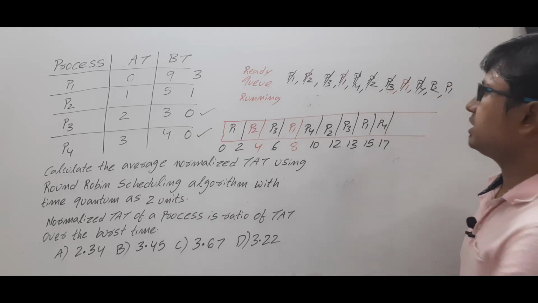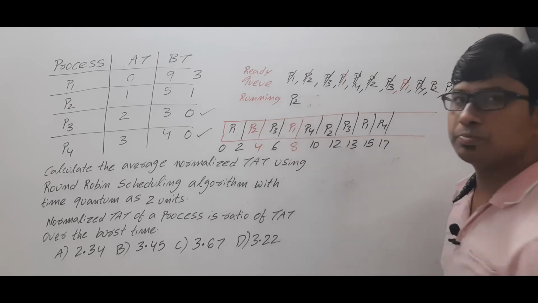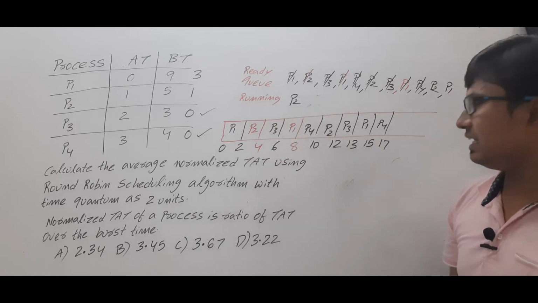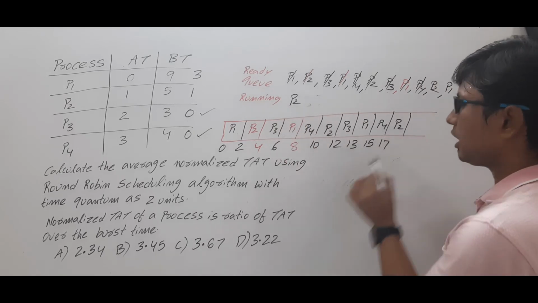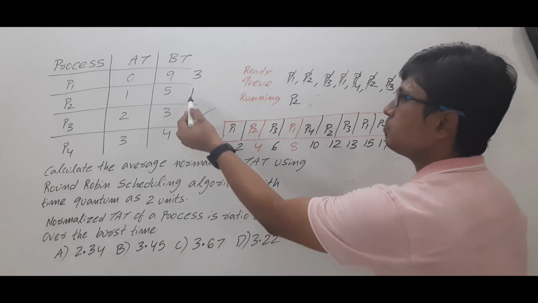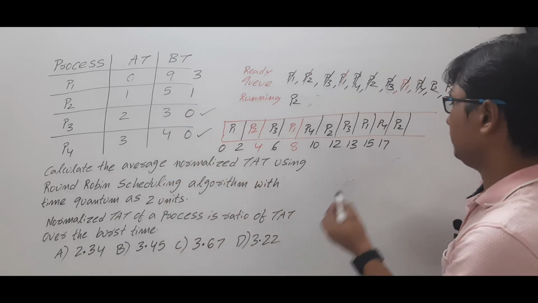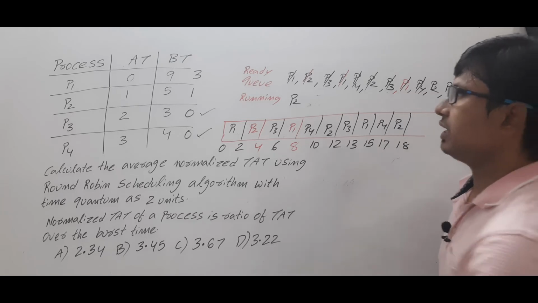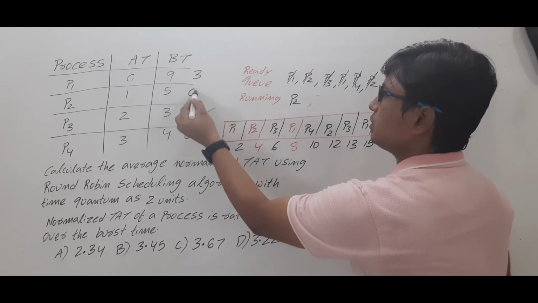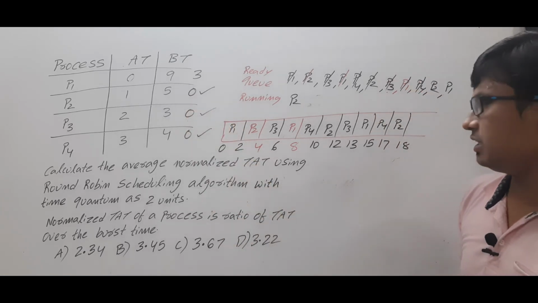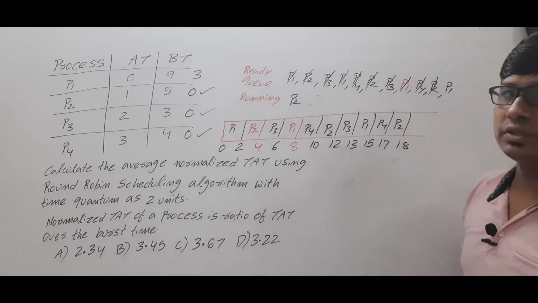So the next one is process P2. Process P2 will be sent to the running state. Even though the time quantum is 2 units, process P2 needs only 1 unit of time, so it will run for 1 unit of time. Its remaining burst time is 0 units, so it will go to the terminated state. Process P2 is also done.